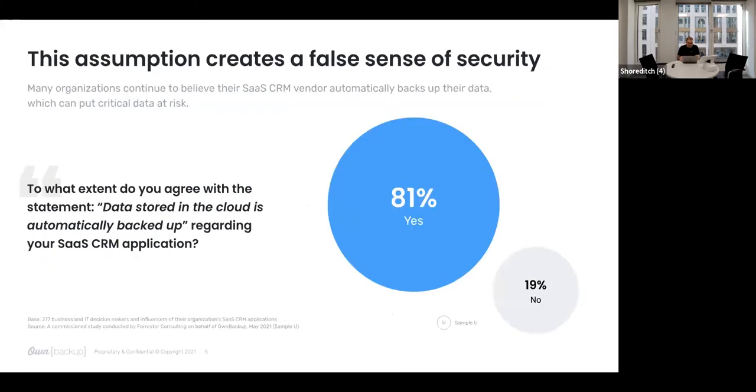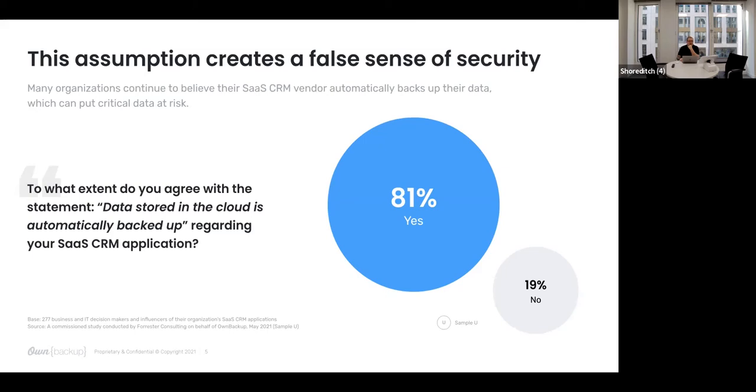But if we look at this in a little bit more detail, one of the questions was: to what extent do you agree that data stored in the cloud is automatically backed up regarding your SaaS application? And 81% said yes to that statement. So that was interesting. But there was the 19% that said no, out of 277 business and IT decision makers we asked.